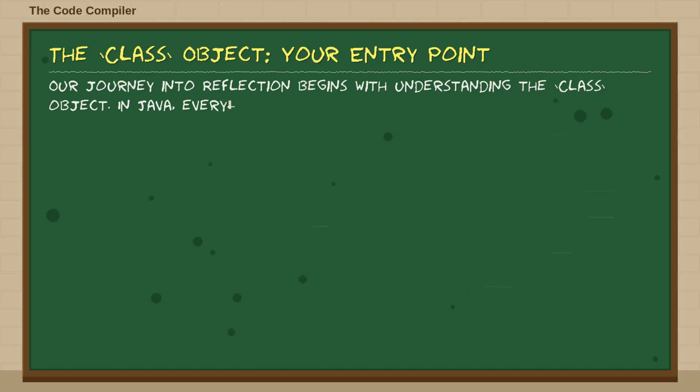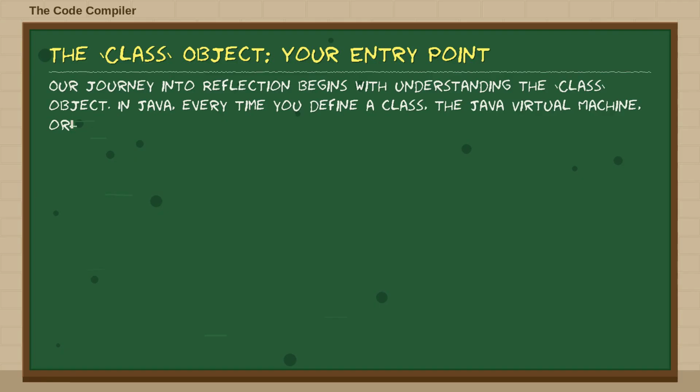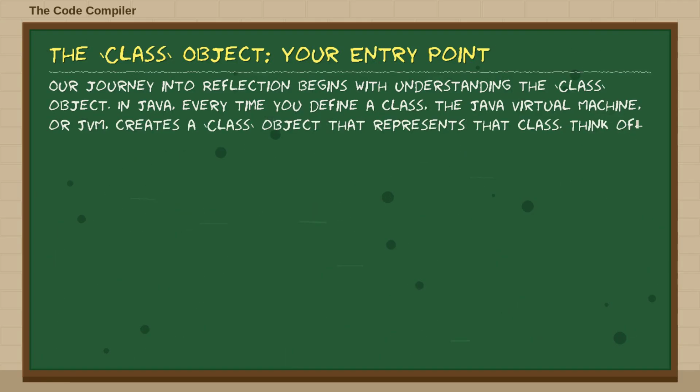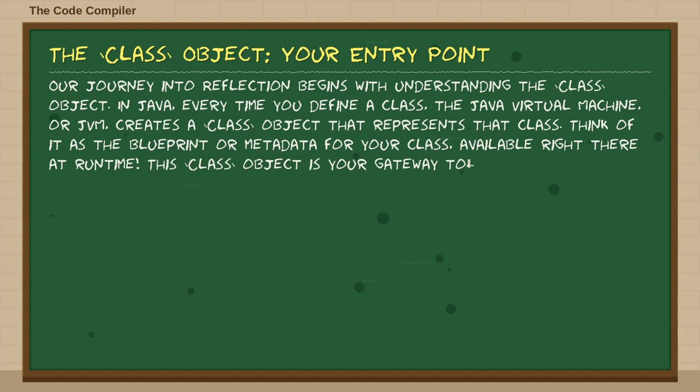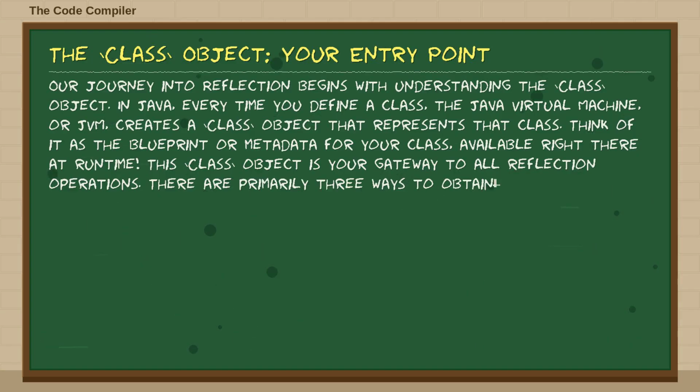In Java, every time you define a class, the Java Virtual Machine, or JVM, creates a class object that represents that class. Think of it as the blueprint or metadata for your class, available right there at runtime. This class object is your gateway to all reflection operations.